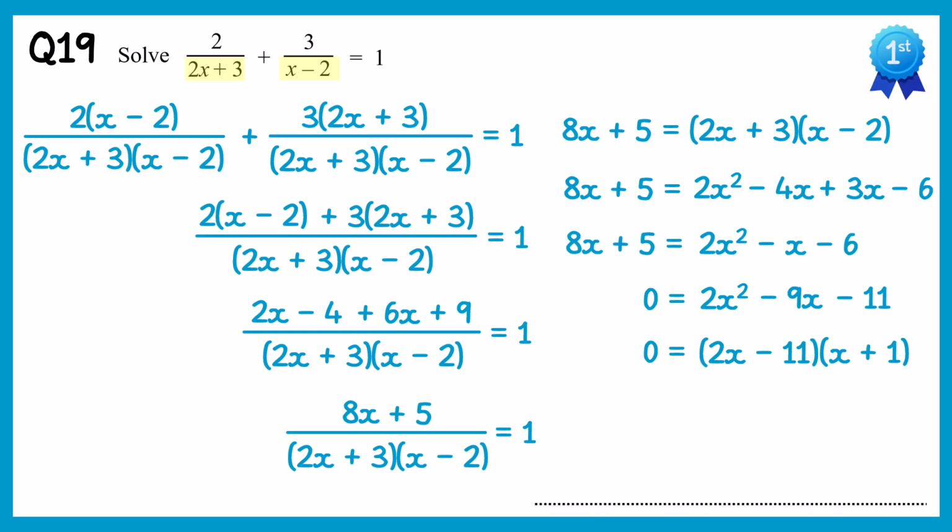This leads us to two solutions. Either the first bracket equals 0, so 2x minus 11 equals 0, or the second bracket equals 0, so x plus 1 equals 0. For the one on the left, we can add 11 to both sides, and we get 2x equals 11, and divide both sides by 2, and we get the solution x equals 5.5. For the right one, we just subtract 1 from both sides, and we get x equals negative 1. So these are your two solutions and the answer to the question.